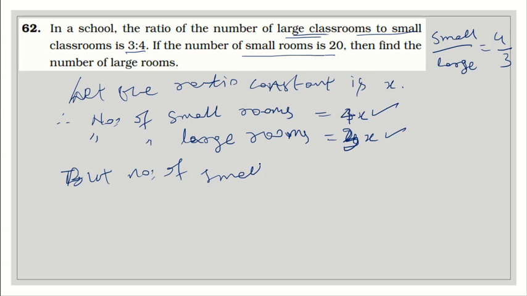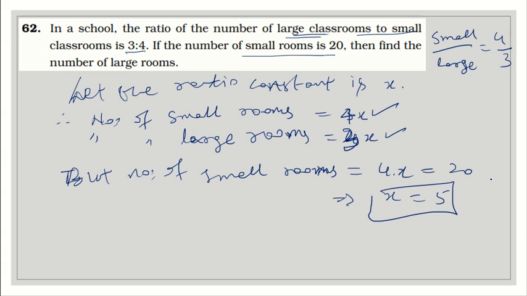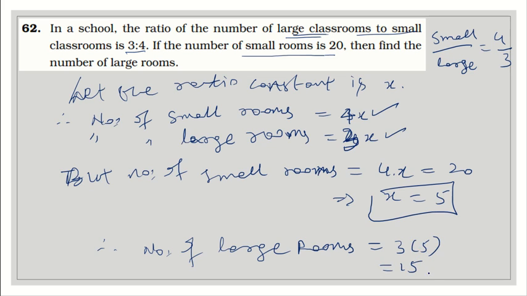But number of small rooms, that is 4x equals to 20, it implies x equals to 5, where 4 is multiplying and does division after going that side. So if ratio constant is x, that is getting equal to 5, therefore number of large rooms will be 3 times of 5, which is nothing but 15.